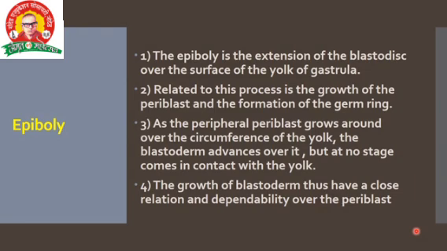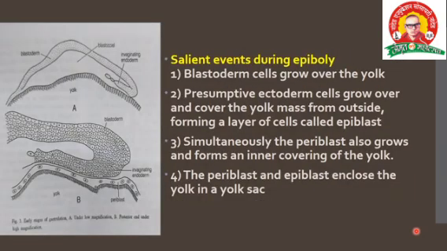The next point is that the growth of the blastoderm thus has a close relation and dependability on the periblast. On the left hand side, the same figure, figure A and figure B, show the early stage of gastrulation under low magnification and the posterior end under high magnification. This is the periblast, this is the ring, this is the yolk, blastoderm, investing ectoderm, investing endoderm.